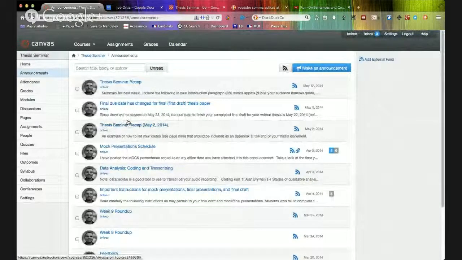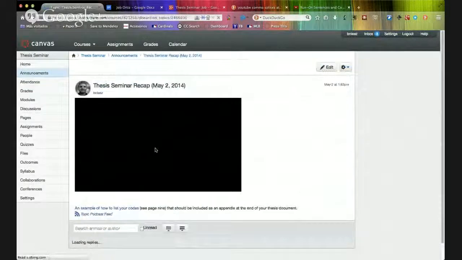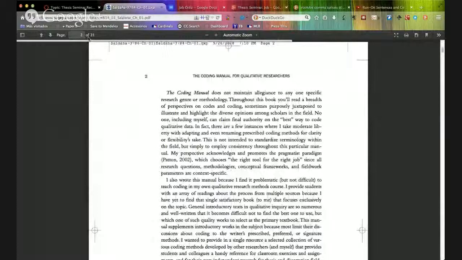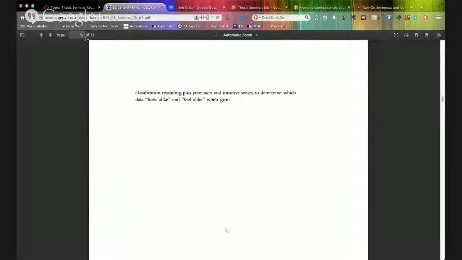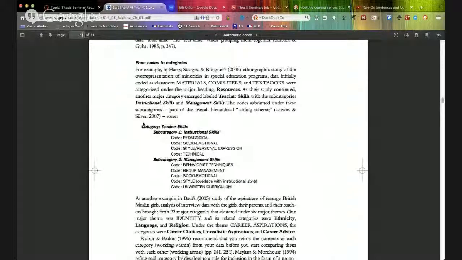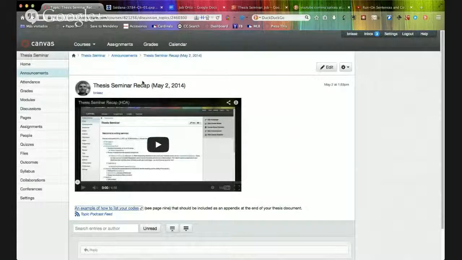Okay, and announcements. Something like this, like an outline. It can be category, subcategory, or code, or you can use theme, category, code, which is kind of what we talked about before. Either way is fine, but have it in an outline form like this. For May 2nd, we have announcements. I have a video here where I talk about it, and this is the link on page 9. You can see the example.